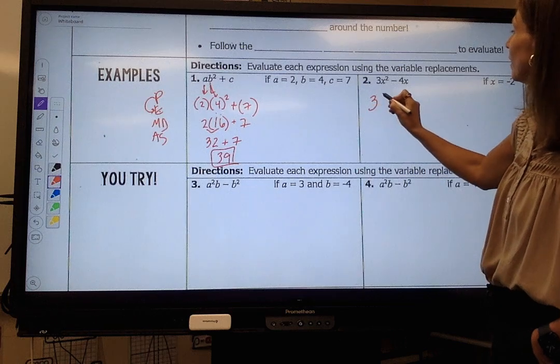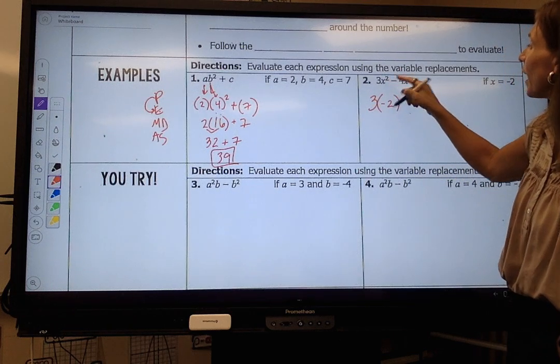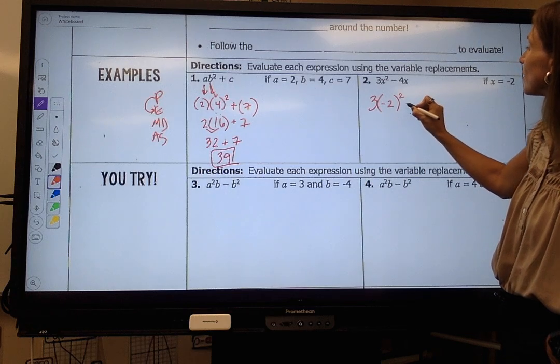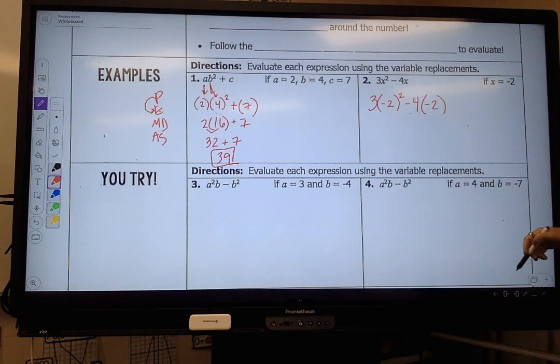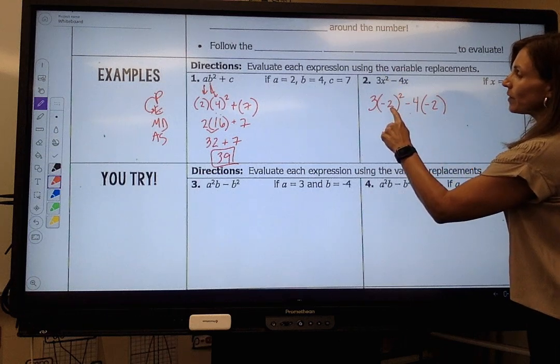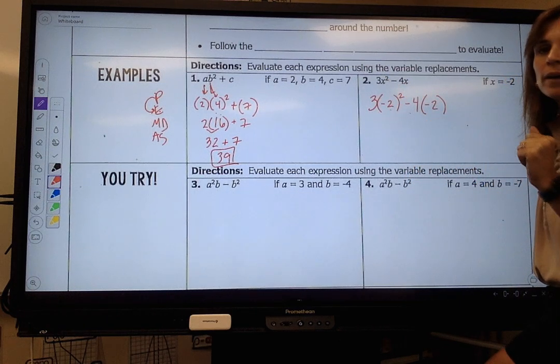So I have 3. In parentheses goes my x value, which is -2. The exponent stays outside the parentheses, -4, and then the x value is -2. You see that? Only in parentheses is that -2.